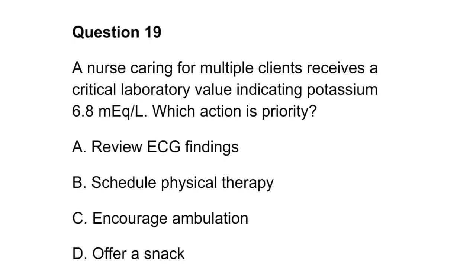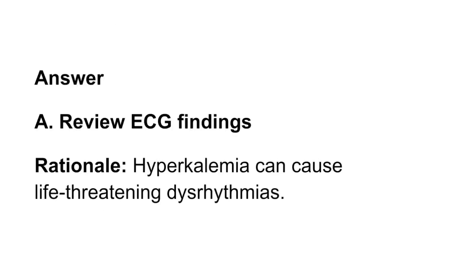Question 19. A nurse caring for multiple clients receives a critical laboratory value indicating potassium 6.8 milliequivalent/L. Which action is priority? A. Review ECG findings. B. Schedule physical therapy. C. Encourage ambulation. D. Offer a snack. Answer: A. Review ECG findings. Rationale: Hyperkalemia can cause life-threatening dysrhythmias.